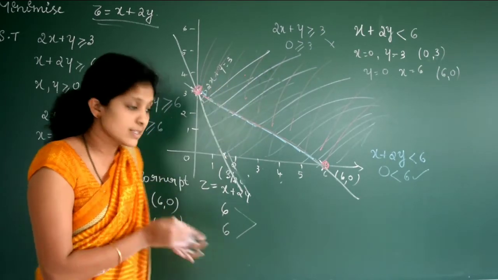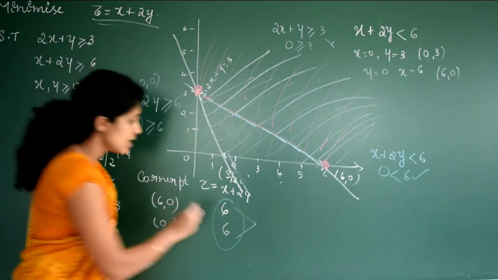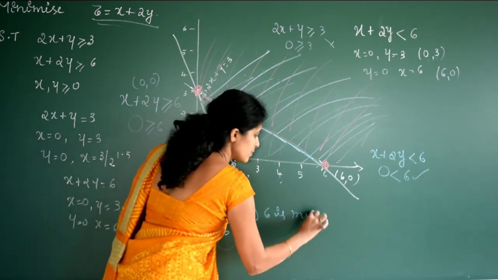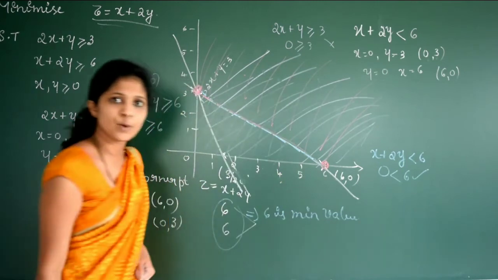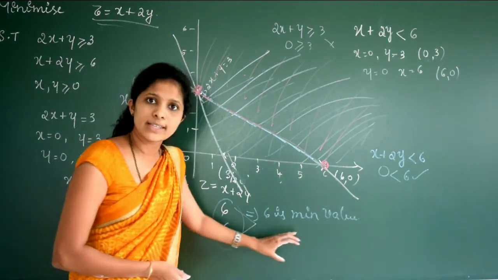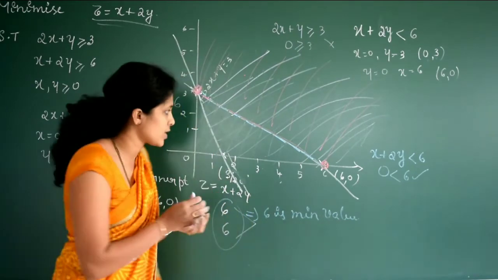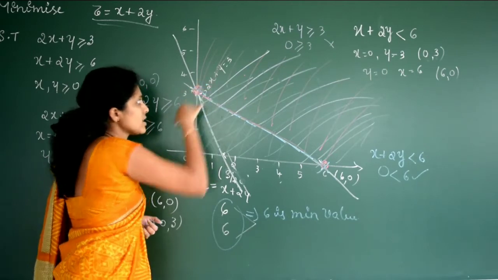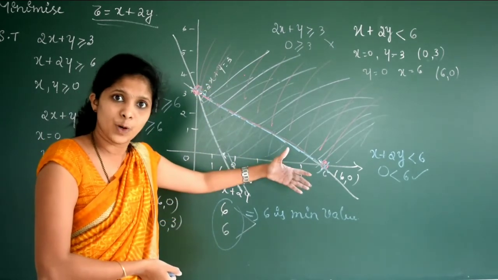So what can we say? We can say that 6 is the minimum value. Is it clear? 6 is the minimum value. Can we say 6 as the maximum value? Is it possible? Okay, first we'll complete this. So we can say that 6 is the minimum value, but 6 occurs at 2 points. At this point also 6 occurs, right? The value will be 6 and here also 6. So what can we say? It has more than one point, right?